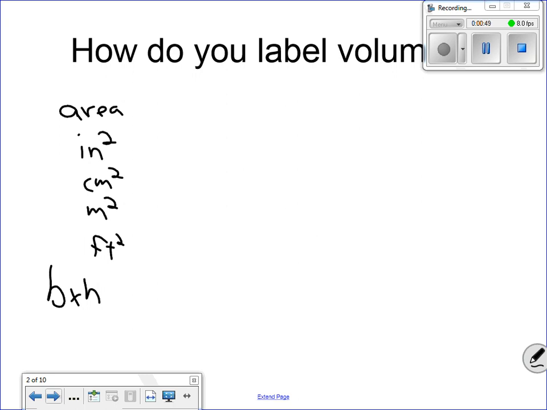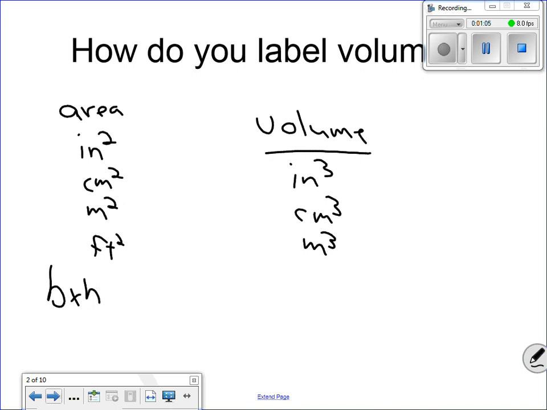Now with volume, we're actually going to be multiplying three numbers together to find the volume. Watch closely. This is how you label it: inches cubed, centimeters cubed, meters cubed, feet cubed. This is what the formula for volume is. Volume equals big B times height.